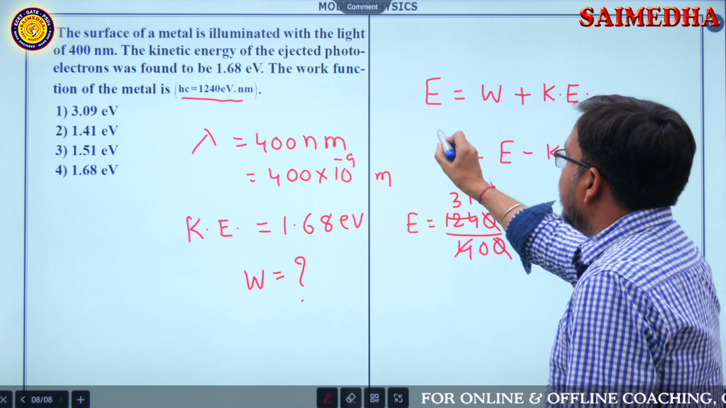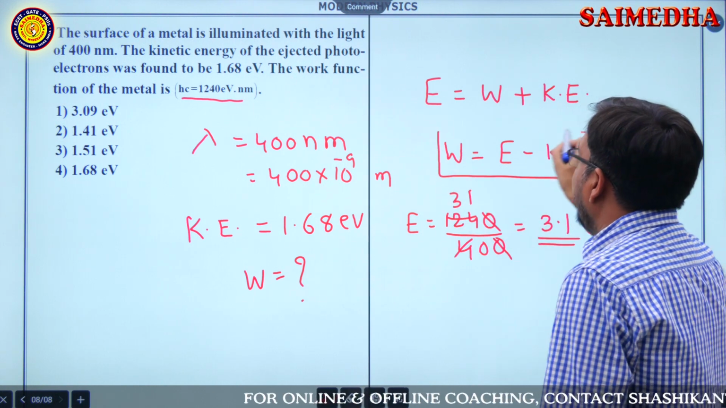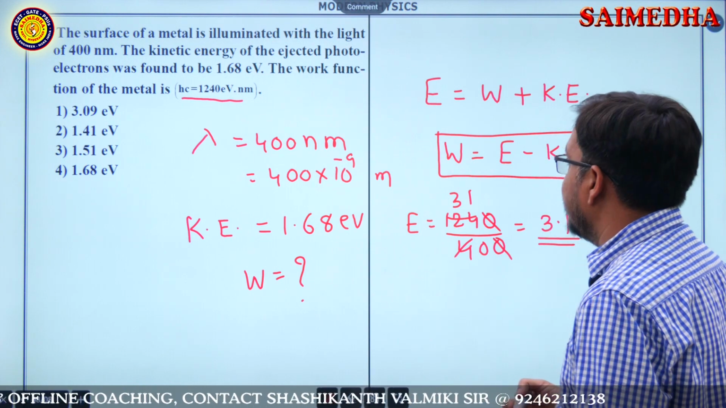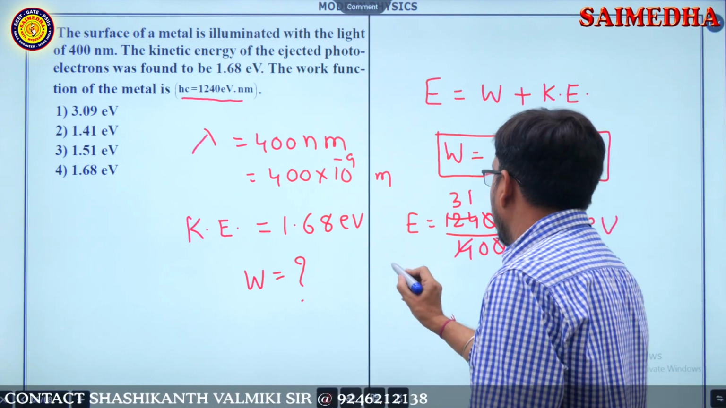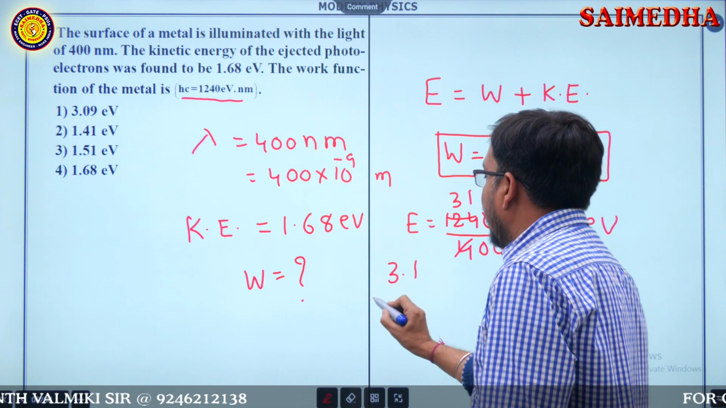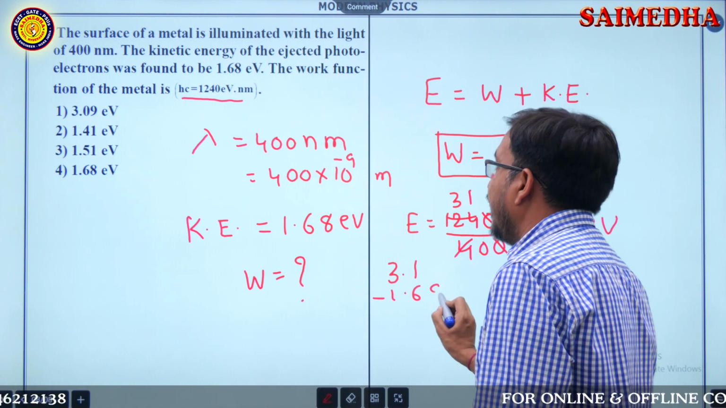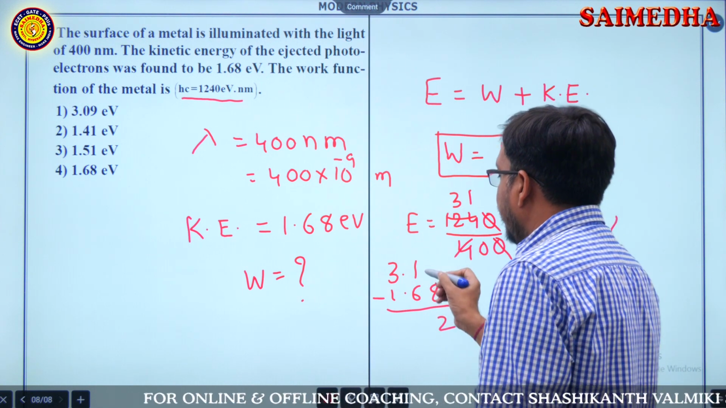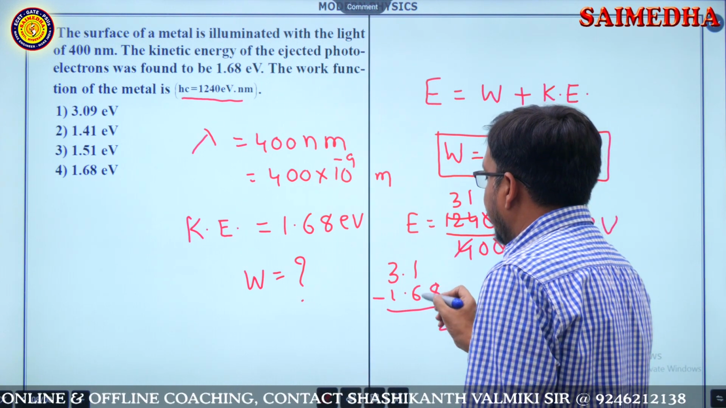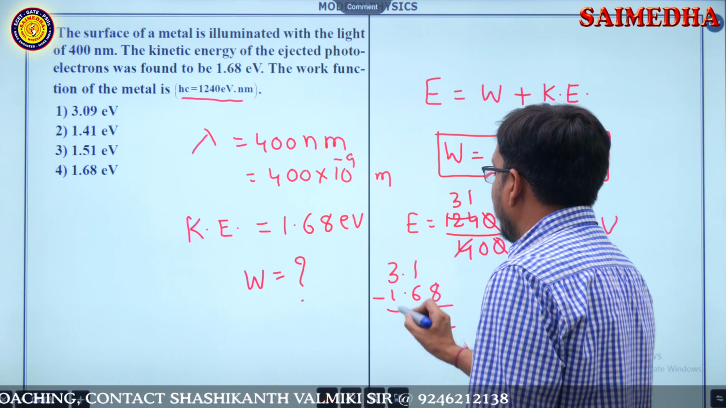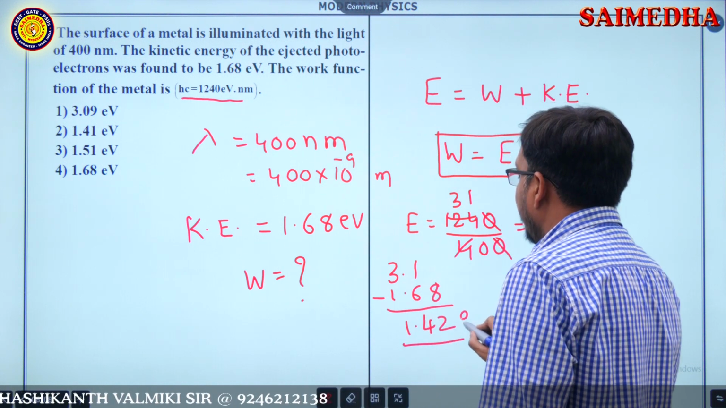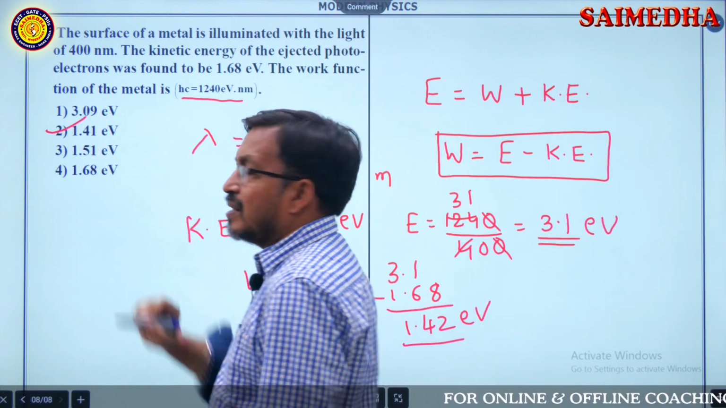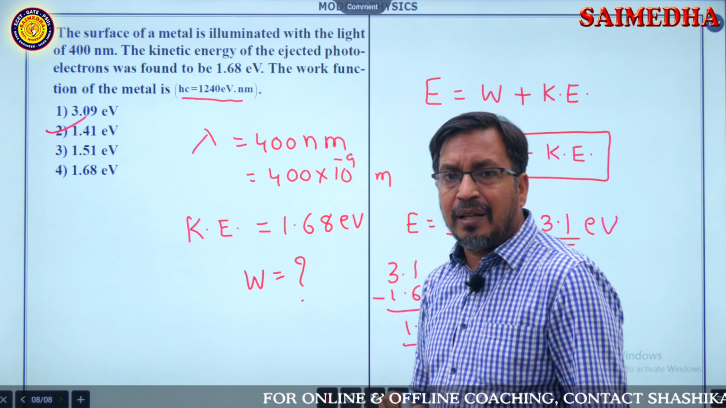Now it is asking what? Work function. Then work function equals energy minus kinetic energy. Kinetic energy is given as how much? 1.68. So 3.1 minus 1.68. I am solving, subtracting: 10 minus 8 is 2. Then 0 minus 10 minus 6 what? 4. And 2 minus 1, 1. So what is the answer? 1.42 electron volts. This is the answer. So option 2 is correct.